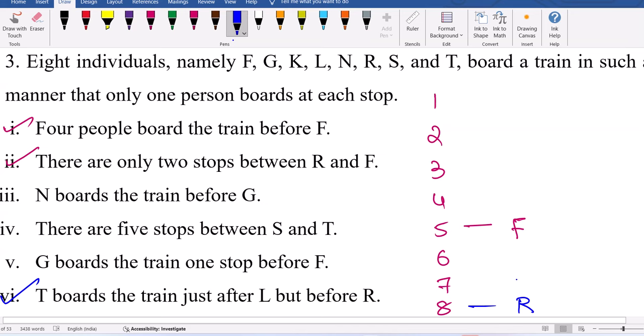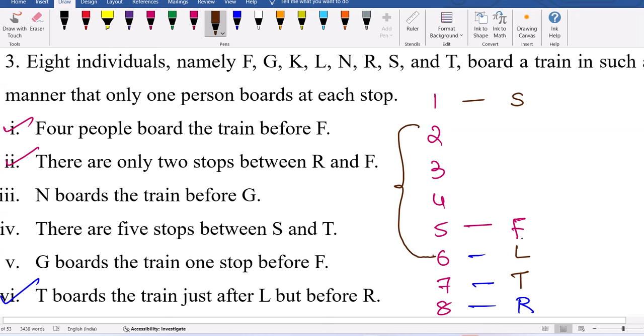Okay, L is just before R and L is just after T. This is what TLR. And they said there are 5 stops between S and T. T boards just after L, T is before R, sorry. T is after L and before R. There are 5 stops between S and T. So 2, 3, 4, 5, 6. S will be the first candidate. 2, 3, 4, 5, 6 are the 5 stops between S and T. Now 2, 3, 4 only pending.